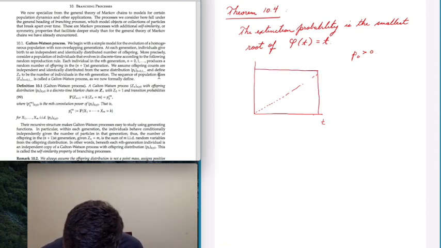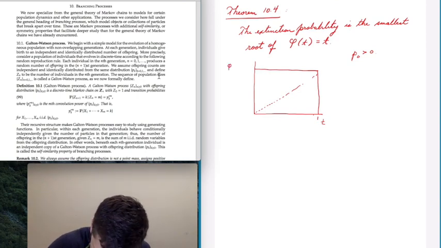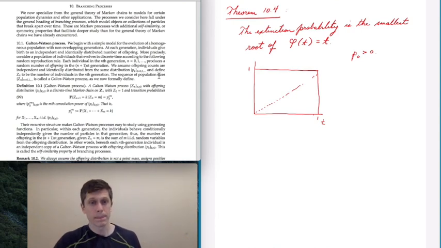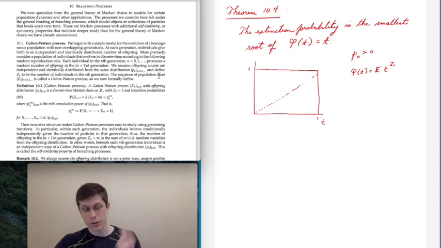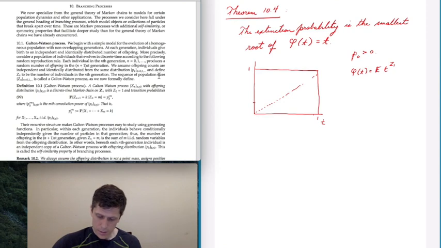And what we know is that at t equals 1, phi of 1 equals 1, just by definition. Phi of t equals the expectation of t to the Z1. We put 1 in for t, it's equal to 1. And phi of 0 is going to be the probability that the first generation is of size 0. If the first generation is of size 0, we started with one particle, so the chain would be extinct in one step. So let's let this be p0.